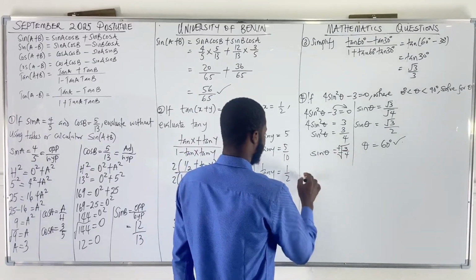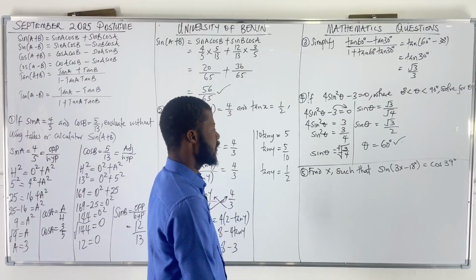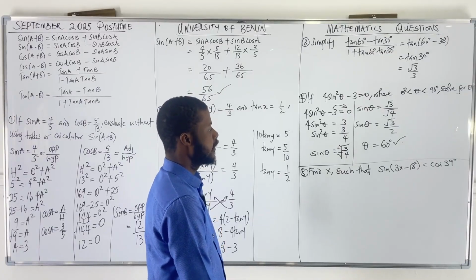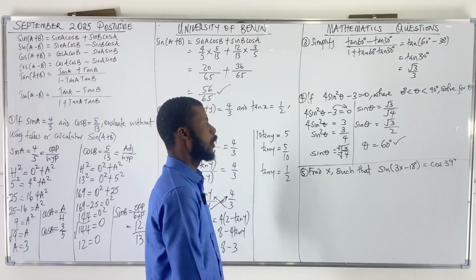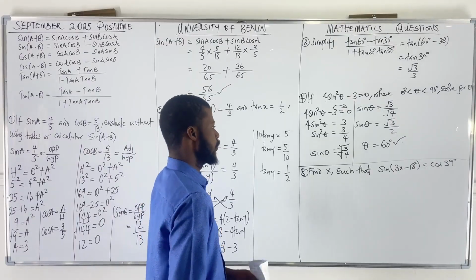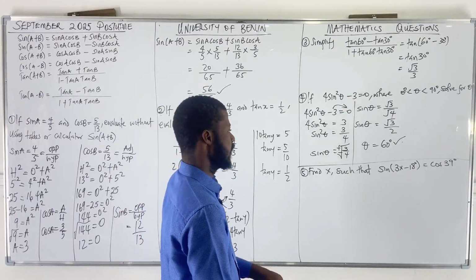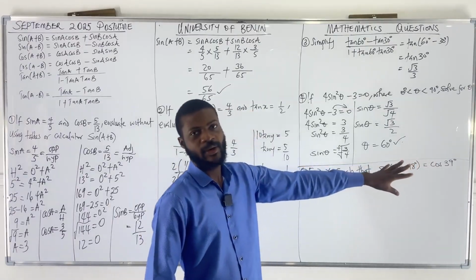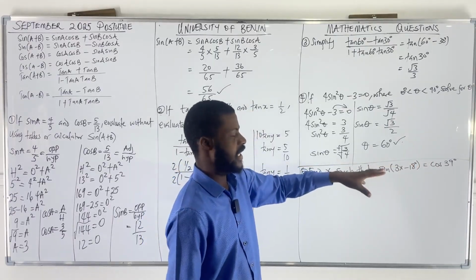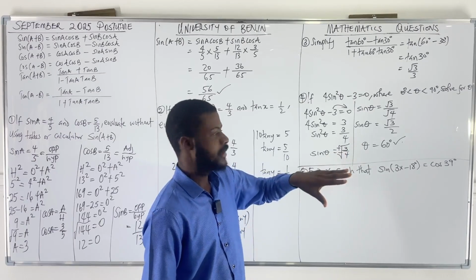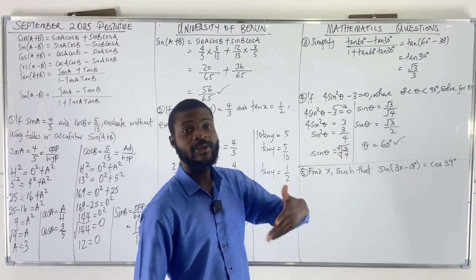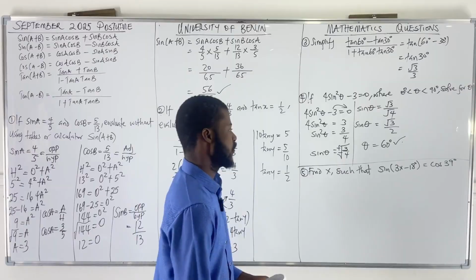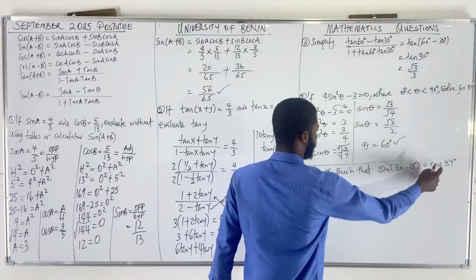Let's go to question 5. Question 5 says, find x such that sine (3x minus 18) is equal to cos 39. So the first thing you need to know is this. Sine and cosine, their angles are complementary. Complementary in the sense that they add up to 90 degrees. So you don't need to stress yourself.